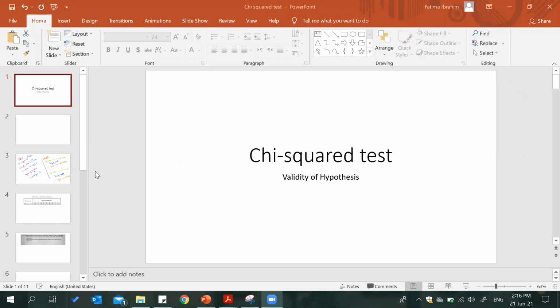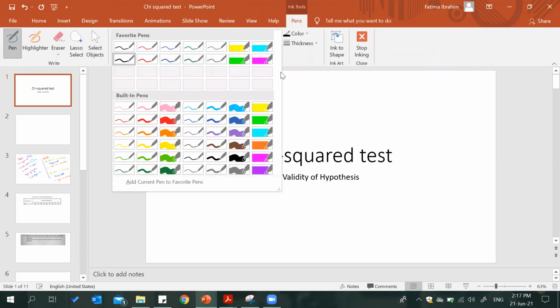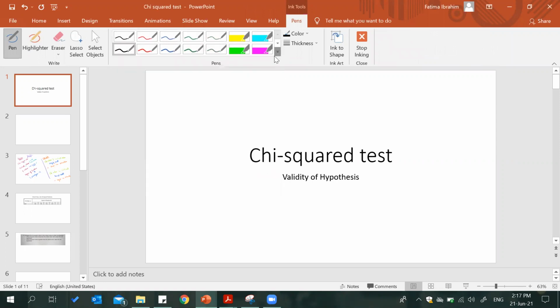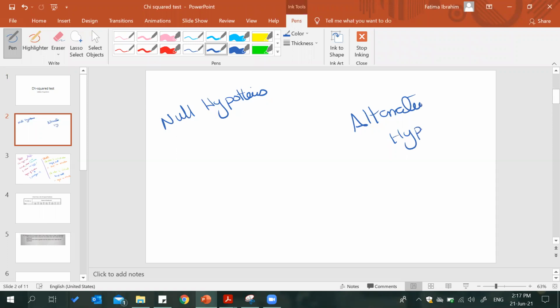Chi-square test. So why are we using أصلاً chi-square test from the very beginning? Why are we doing so? Let's go here. You have two things to think about. One is called the null hypothesis. And the other one is called the alternative hypothesis.